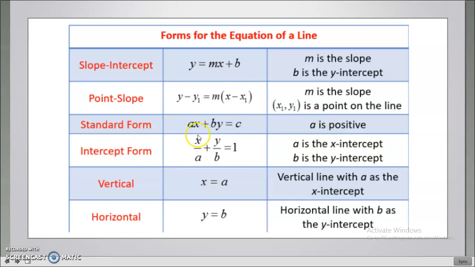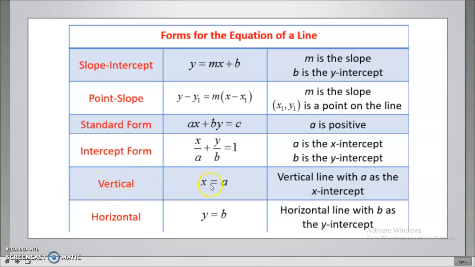Intercept form is a form that we rarely use, or we will not use in this course often, I should say. So we have intercept form where we have x over a plus y over b equals 1, where a is the x-intercept and b is the y-intercept. So this is something that's not commonly used in coordinate algebra, so you don't have to worry about that this course. And then we have those vertical lines.